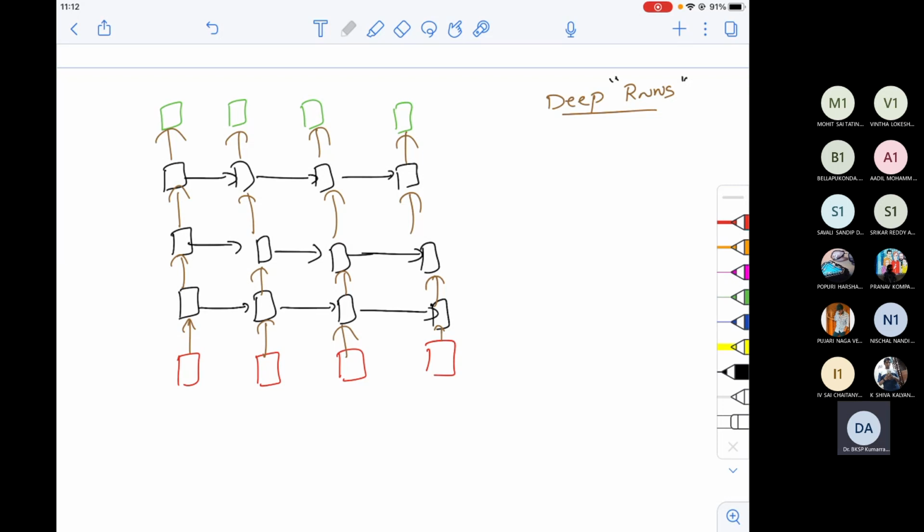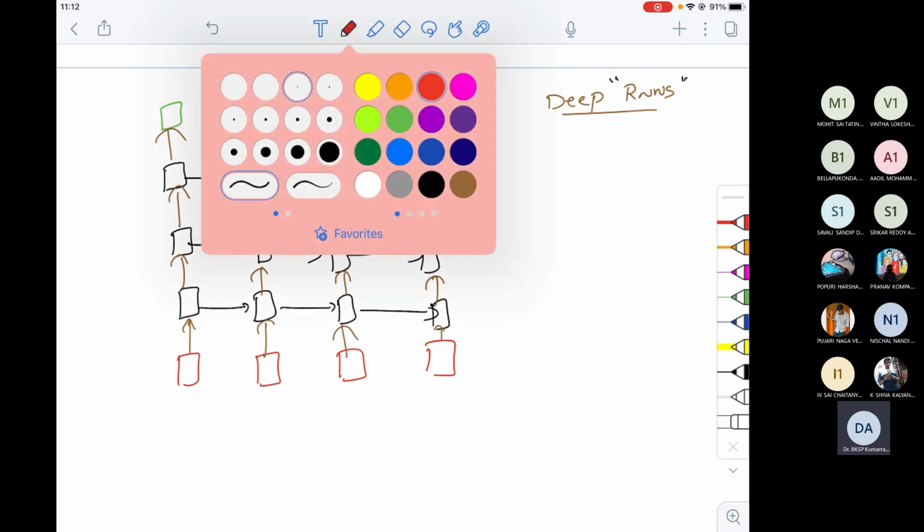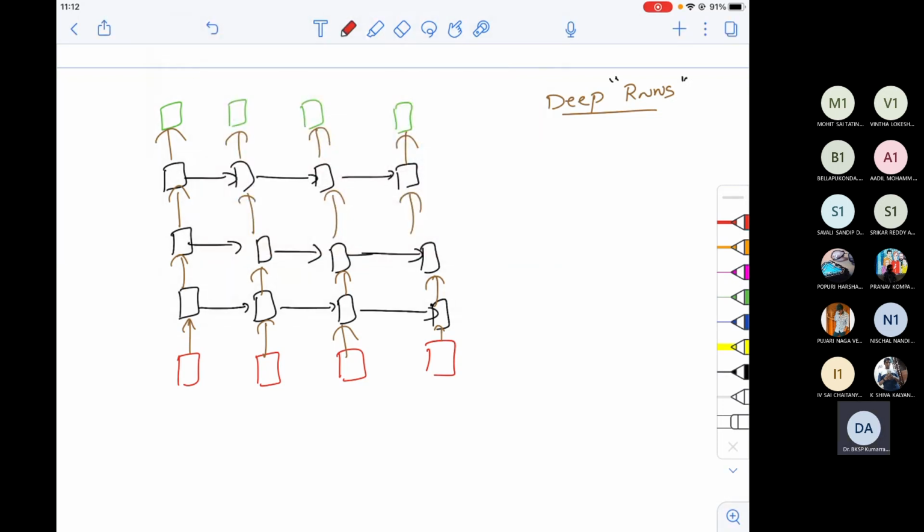Now, I just want to summarize this in a better way. Assume that this is layer 1, layer 2, and layer 3. 3 hidden layers I have. This is the input layer and this is the output layer.